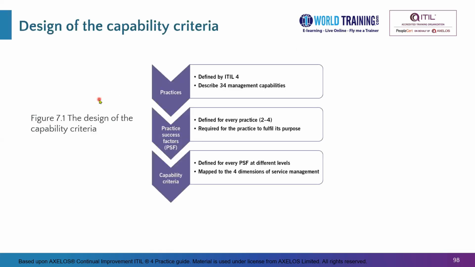Let us understand the capability criteria. In ITIL, as we know, there are 34 practices, which are management capabilities, and continual improvement is one of them. Every practice has its own practice success factor, which are required for the practice to fulfill its purpose. And we have seen in the continual improvement, there were 2 practice success factors. One was about the approach to be established. The other was to have effective continual improvement initiatives. And every practice success factor has several capability criteria, and these capability criteria are mapped to the different dimensions of the service management.